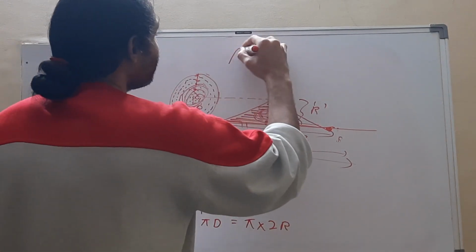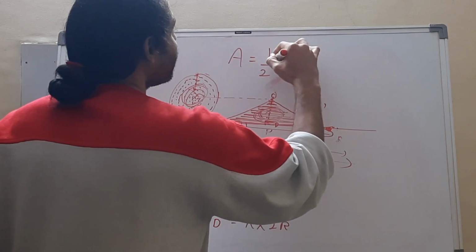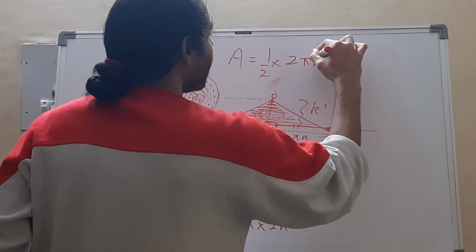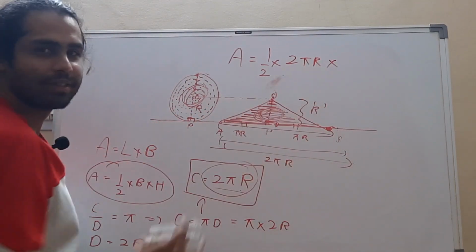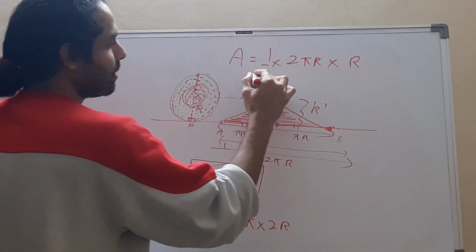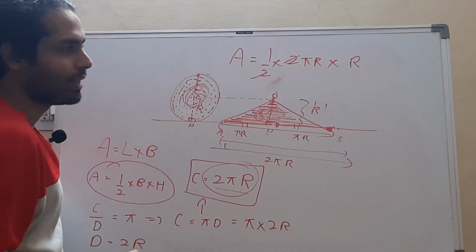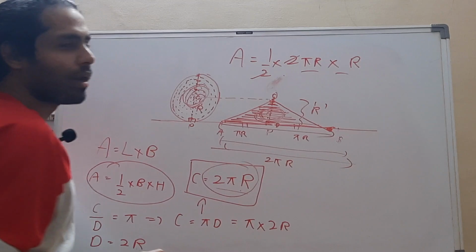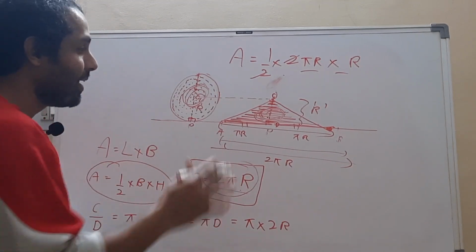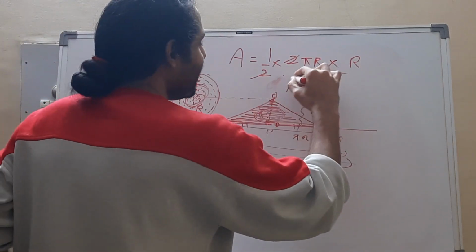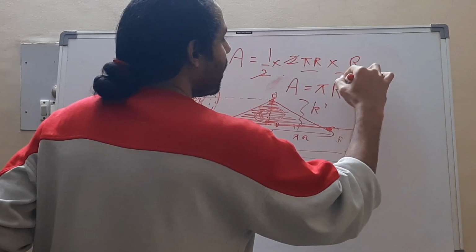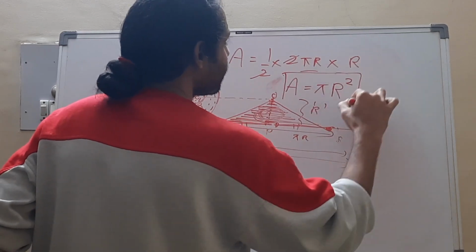And what will that be? Half base into height, half into the base, 2 pi r into the height, r. Now simplify, half and 2 cancel, pi r into r, and we get the other hallowed formula that we all know, right? Now we know where it comes from. The area of any circle A is pi r square.